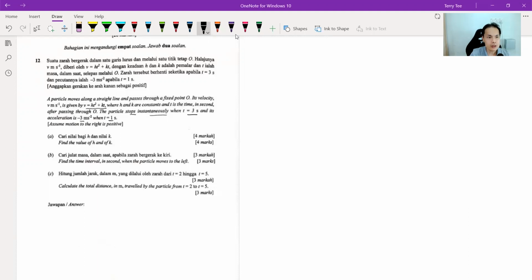All right, so here we can start by substituting t equals 3. Now we know a particle stops instantaneously when the velocity is 0. When we sub t with 3, we can write h times 3 squared plus k times 3, and the result is 0. Now notice we can divide everybody by 3. So 3h, since 3 squared divided by 3 is just 3, plus k is 0. Maybe we make k the subject. K is -3h.